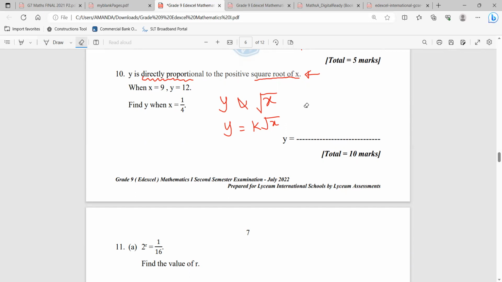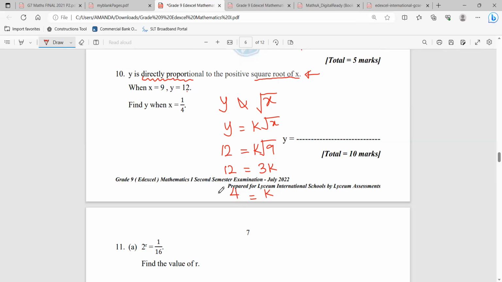When x is 9, y is 12. What does that mean? X will put 9 to that. Y is 12. Okay. When x is 9, pretty easy. Square root of 9, which we know, square root of 9 is 3. So 12 equals 3k. That means the letter k, which we found, is 4.